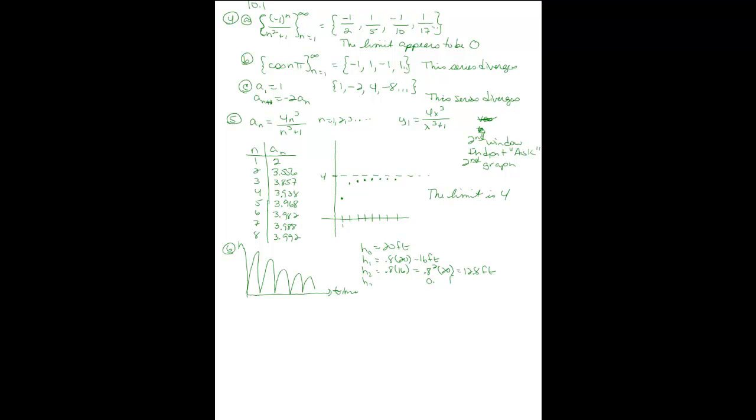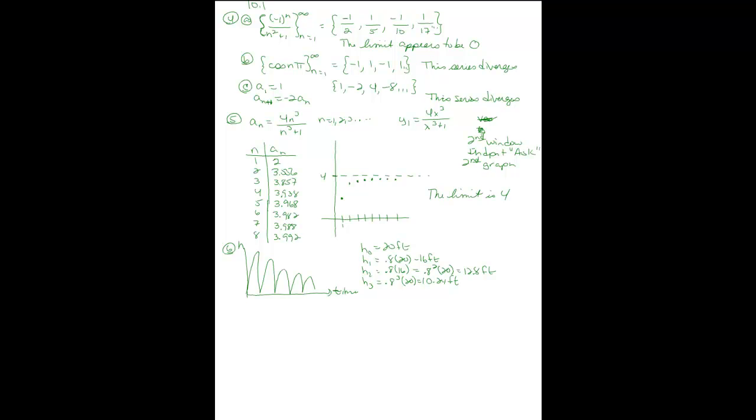If I go to h sub 3, I would take my 20 feet and times it by 0.8 cubed, and get 10.24 feet. So part A says, find a recurrence relation and an explicit formula for the sequence.